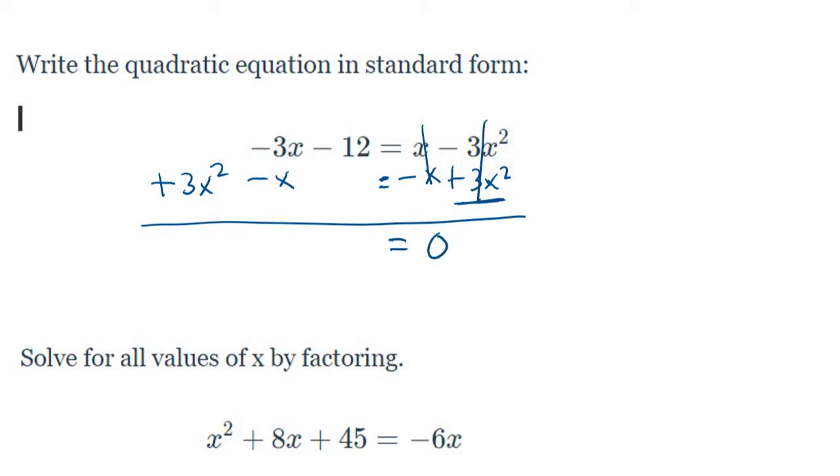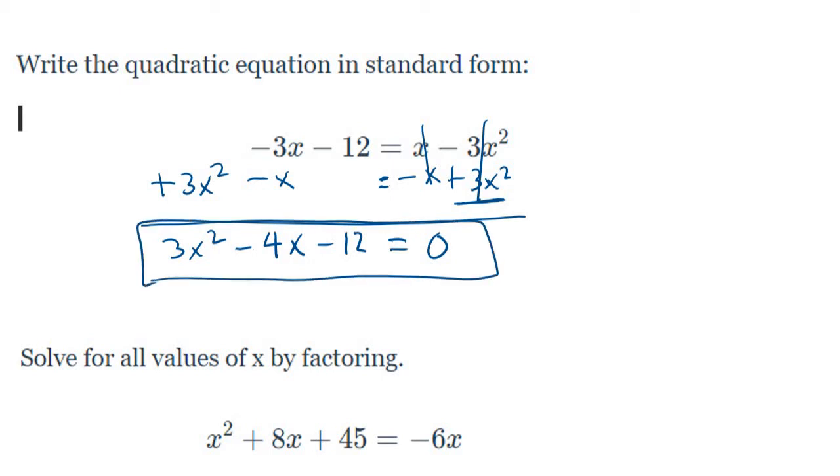That's what you're after. And then there's going to be a 3x squared. And then the 3x and the negative x will combine to be negative 4x. And then minus 12. That's about it. And that's your final answer that you type into the box there. This is in the standard form.